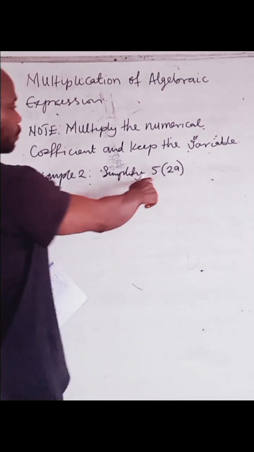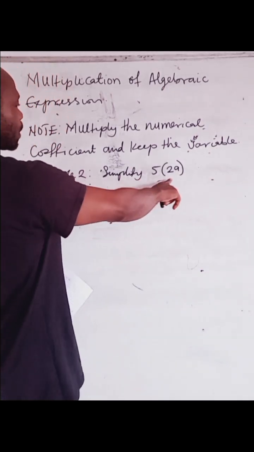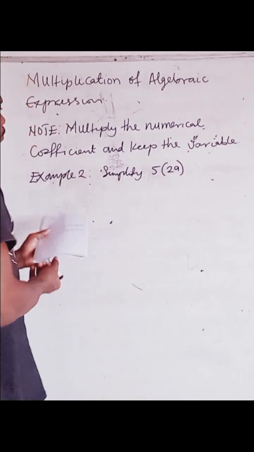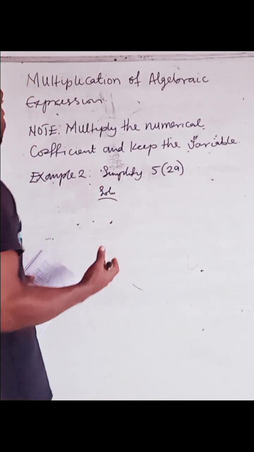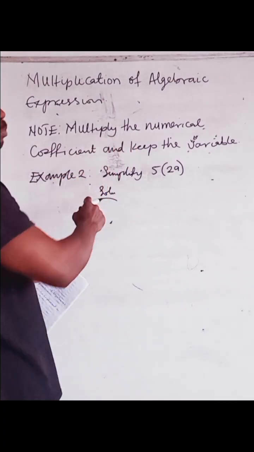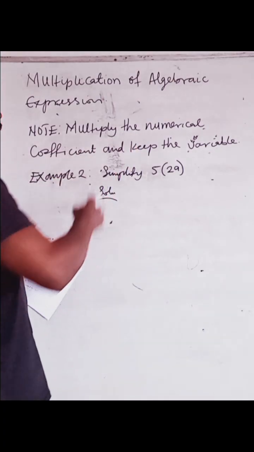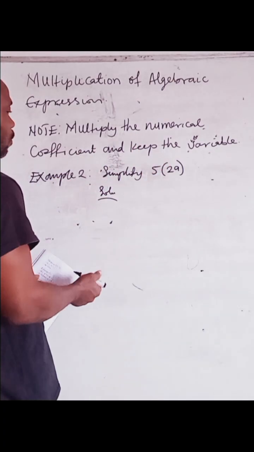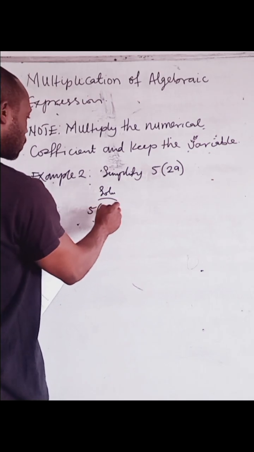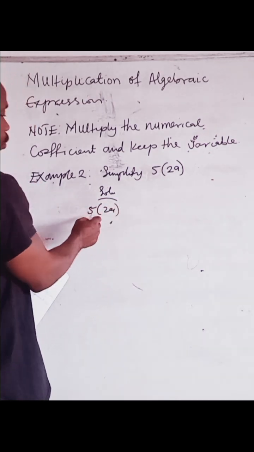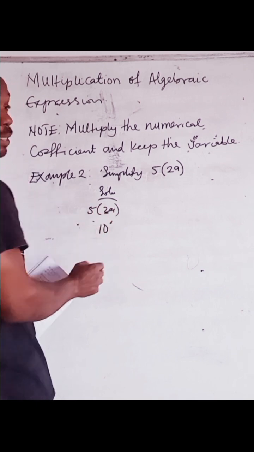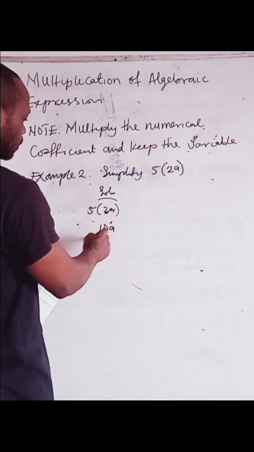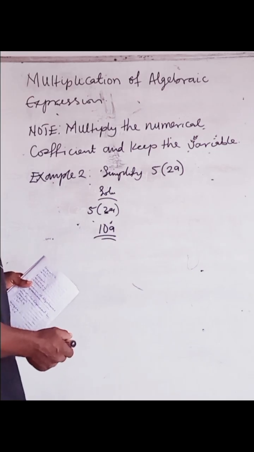Example 2. Simplify 5 bracket open 2a bracket close. So how do we do that? We apply the rule again. The rule says we should multiply the numerical coefficient and keep the variable. Therefore, 5 multiplied by 2a is equal to 5 times 2, the numerical coefficient, which is 10, and then keep the variable a. Therefore, the expression is 10a.